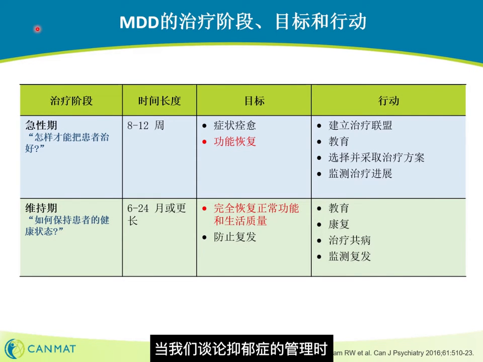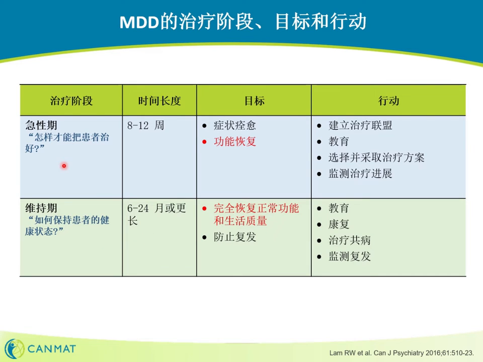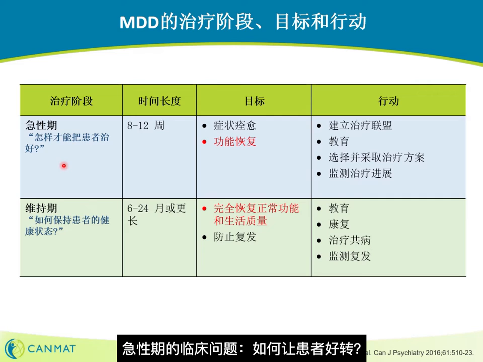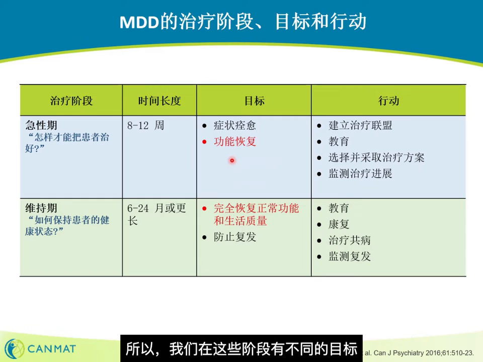When we talk about the management of depression, we usually talk about the acute phase of treatment, the first 8 to 12 weeks of treatment, and then a maintenance phase of treatment, which lasts longer. The clinical question for the acute phase is, how do you get patients well? And the clinical question for the maintenance phase is, once they're well, how do you keep them well?